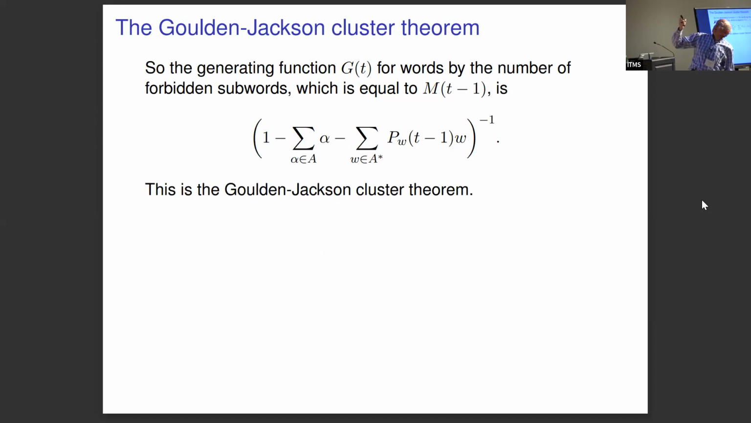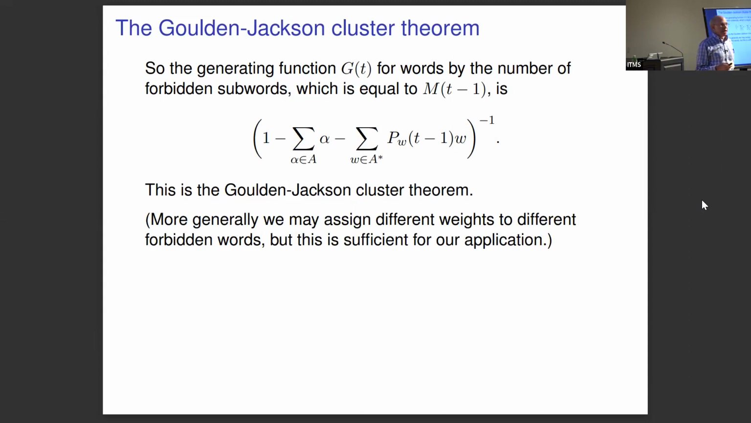So, in particular, I do want to write down the cluster theorem because it has a lot of other applications. If I replace t by t-1, I get what I call g of t. So the generating function for all words by the number of forbidden subwords is given by this formula. As I said, this is actually useful. You can compute this in a lot of cases. So this is the cluster theorem.